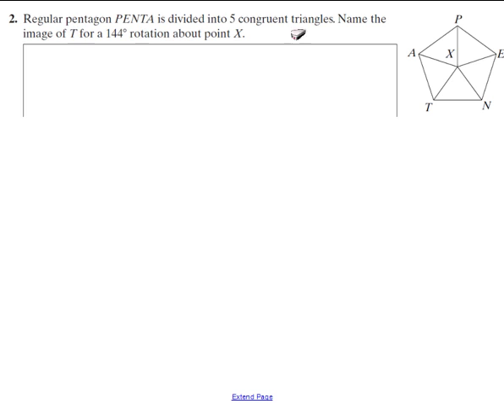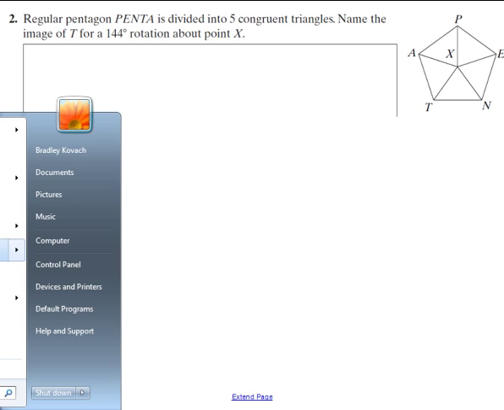Another one here, they give us a pentagon instead of a hexagon like they did before. So we get 5 congruent triangles. So now we've got 360 degrees going around, but there's only 5 angles. So if we do 360 degrees divided by 5, alright, we can pull that up on our calculator.